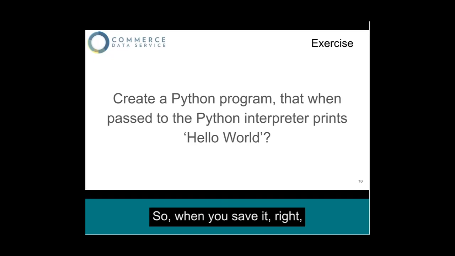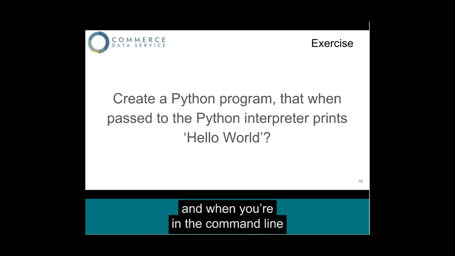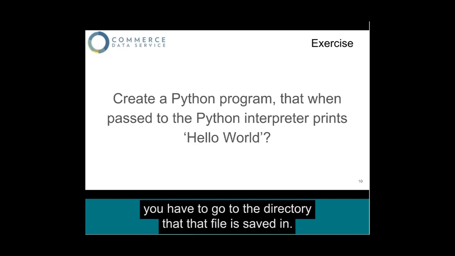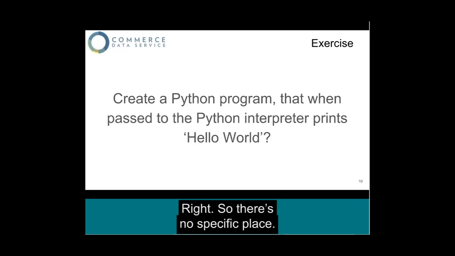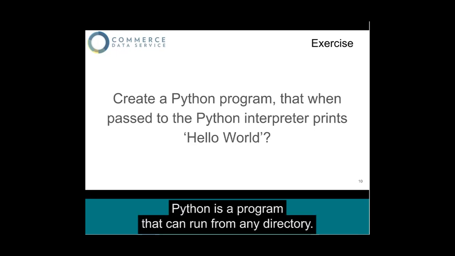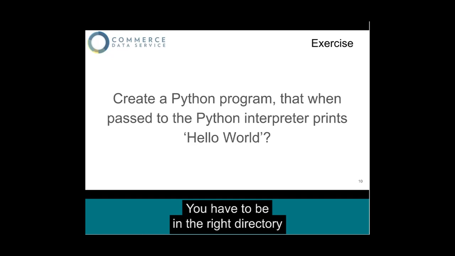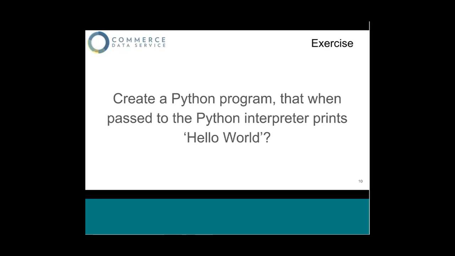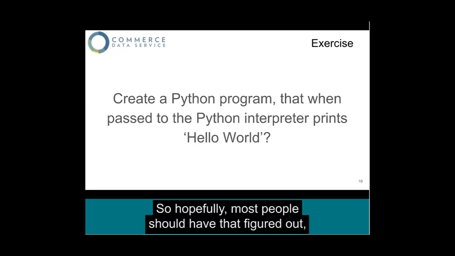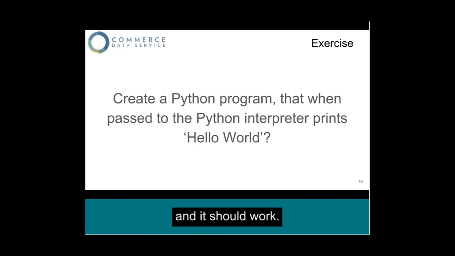So when you save it, right, you have to choose a location, and when you're in the command line, you have to go to the directory that file is saved in, right? So there's no specific place. Python is a program that can run from any directory. You have to be in the right directory for the program to be saved in, for Python to know what file you're talking about. So hopefully, most people should have that figured out, and it should work.